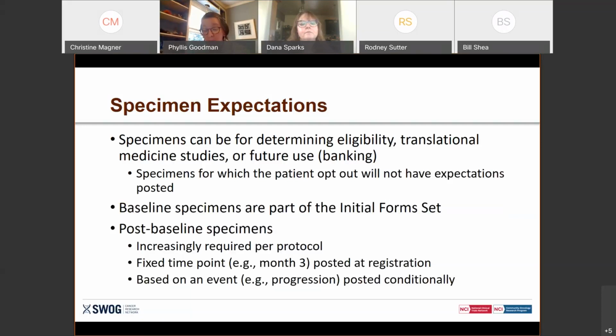This is recorded in the SWOG database as part of the registration process, and expectations for these patients who opt out will not be posted. Specimens that are collected at baseline are part of the initial form set, and other post-baseline specimens are a separate performance criteria.